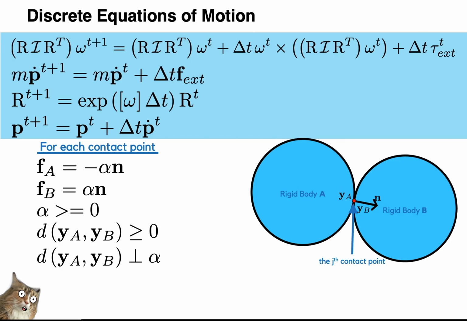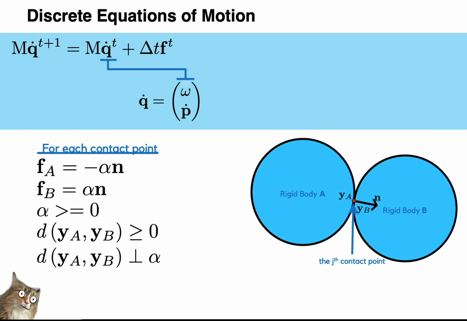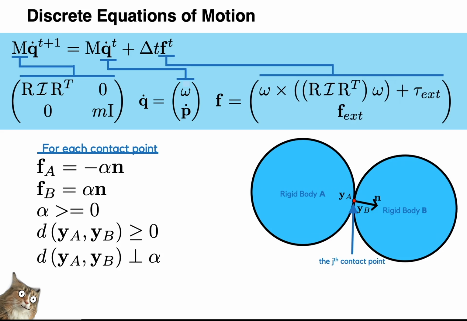And we're going to do this by reintroducing our generalized velocity vector q dot. Remember that q dot for a rigid body system is just the stacked vector of angular velocity and linear velocity at the center of mass. We can compress this whole velocity update to the following simple form by introducing a block diagonal mass matrix and a stacked force vector, which includes linear external forces, external torques, and our quadratic velocity vector.